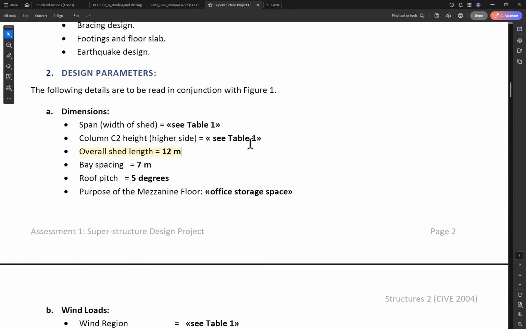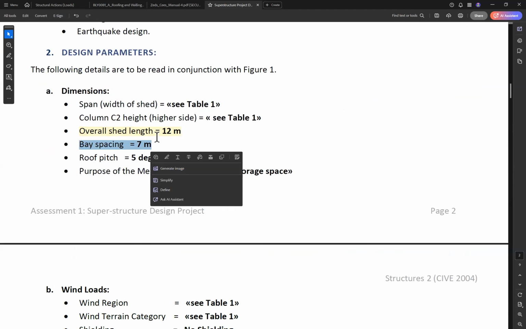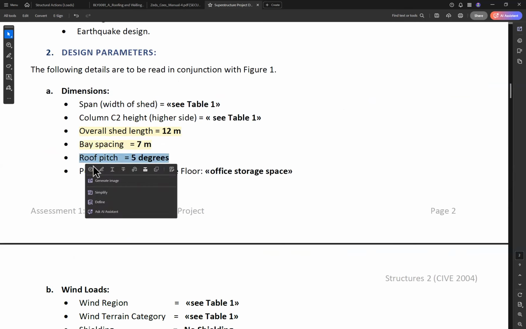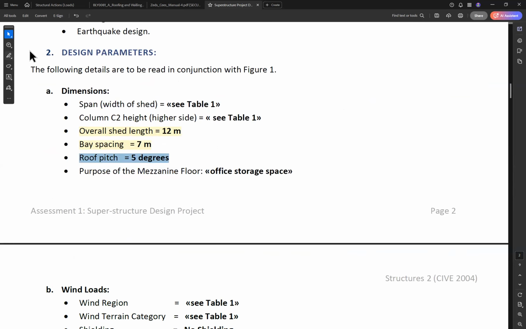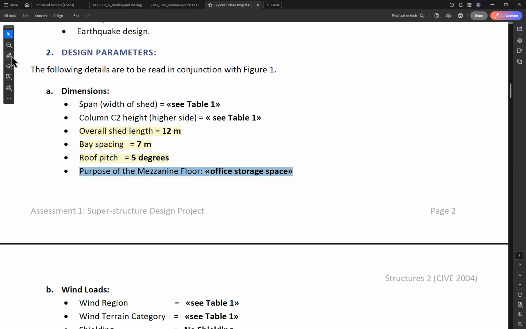Column C2 height is given in the table. The base spacing is 7, so the overall sheet should be 14. So I will just update this one. Sorry, so 7 and 14. The ones in yellow are for all the groups. This one also, for all the groups, the live load will be the same.